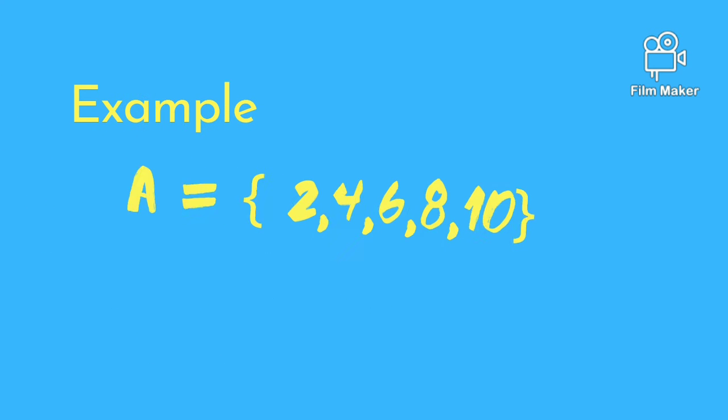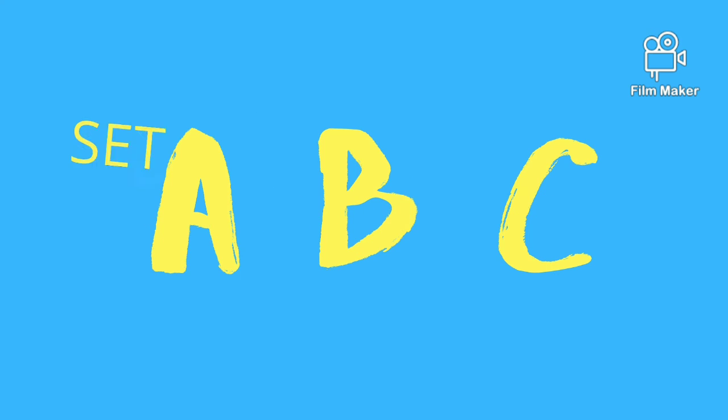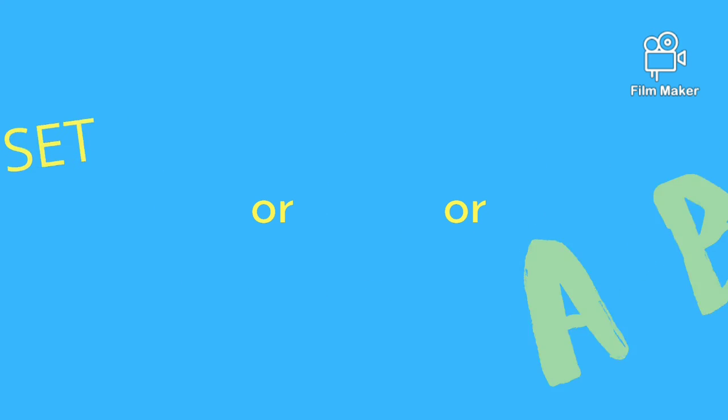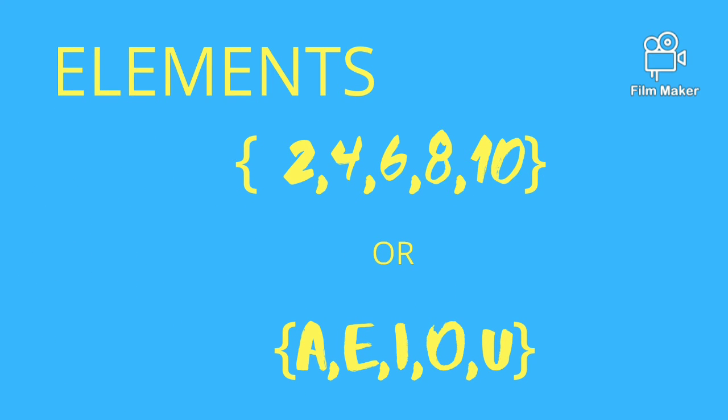Let's take an example. A typical example of a set looks like this. A set is always represented by a capital letter of the English alphabet, for example A, B or C. And the contents of the set given under curly brackets are called elements. For example, 2, 4, 6, 8, 10, or A, E, I, O, U. These are the elements of the set.